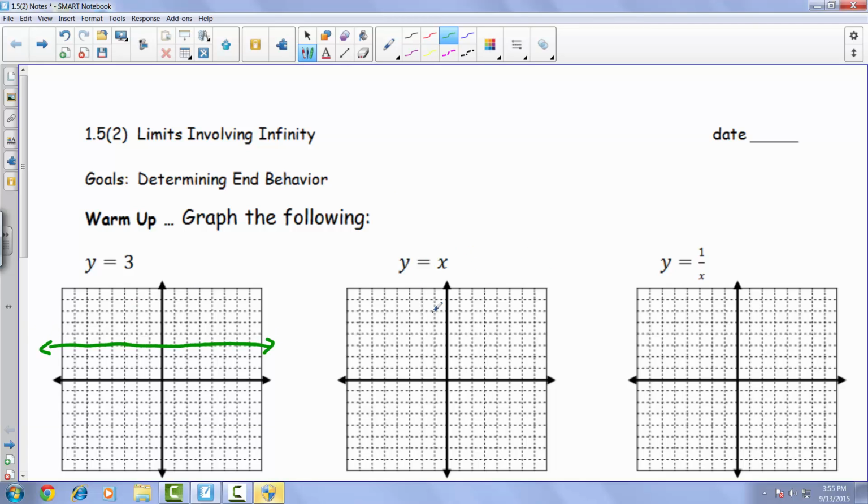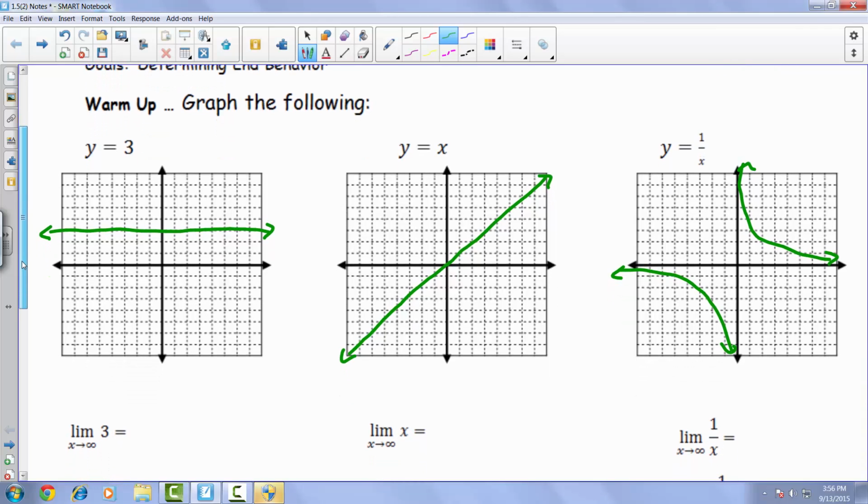We have y is equal to x. Well, that's just a line that rises, with a slope of 1. And then 1 over x we've seen in the past does something like this. Now, the real reason why we're actually graphing these lines is so that we can start to discuss things as they go to infinity, limits as they go to infinity.